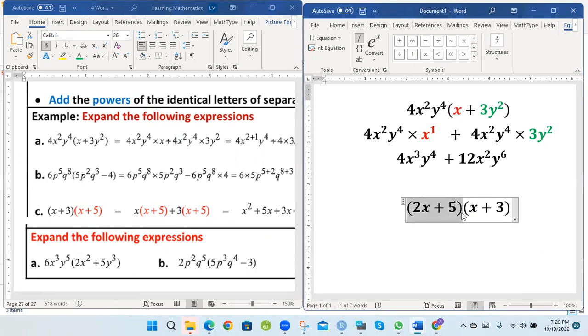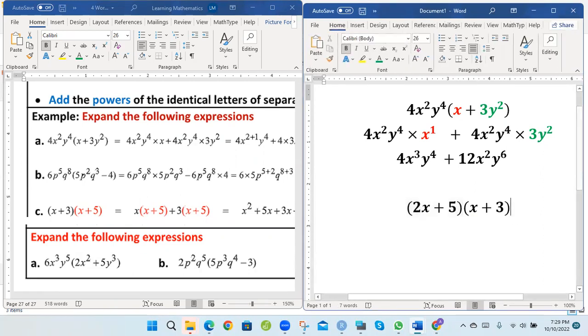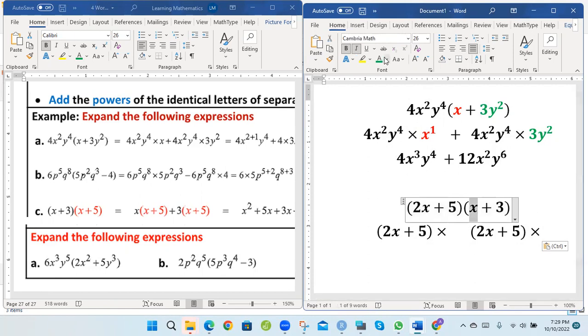So ignore the bracket for now, and you are going to multiply twice. You see how 4x squared y to the 4 with a multiplication sign appears twice? 2x plus 5 with the multiplication sign has to appear twice. And the reason for the twice is because you have x plus 3. You have x plus 3y squared, you have an x and a plus 3. Color code. An x and a plus 3.